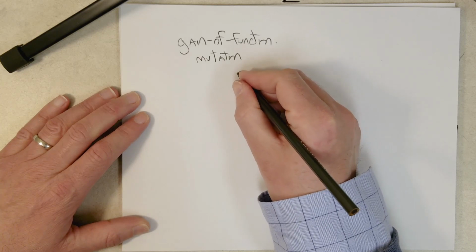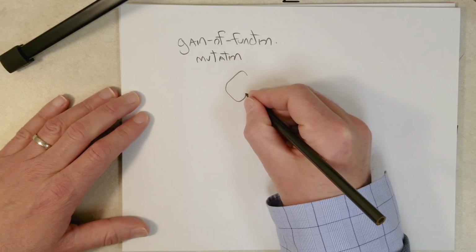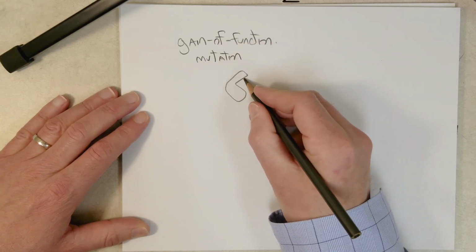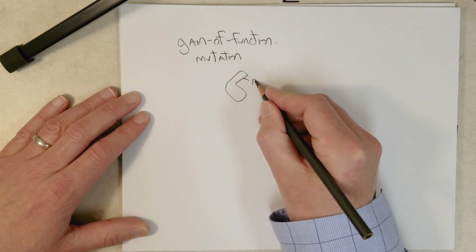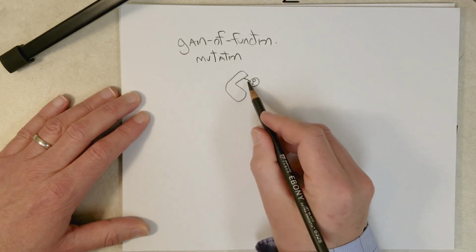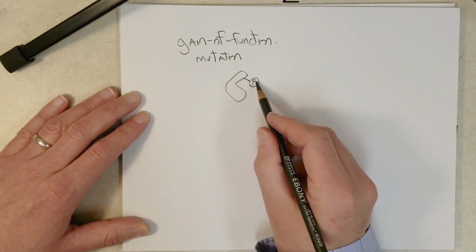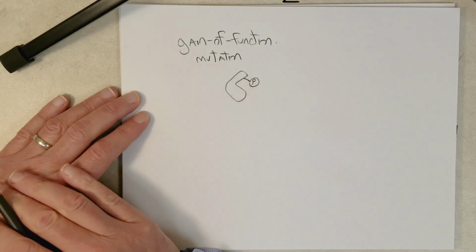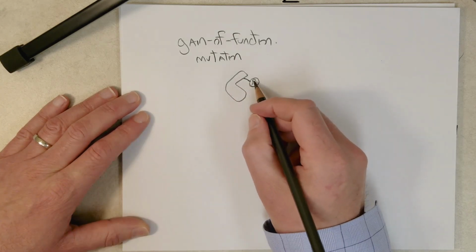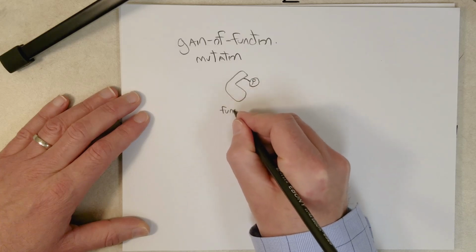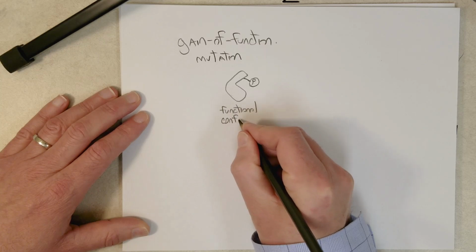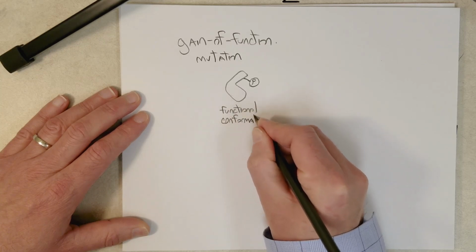Well, one example, and there could be a number of different ways this could happen, is let's say we have a protein here, and there's an amino acid in this protein that is modified. Let's say it's phosphorylated. There's a phosphate group put on that amino acid at that position. And let's say when that's phosphorylated, the protein is locked in a functional conformation.